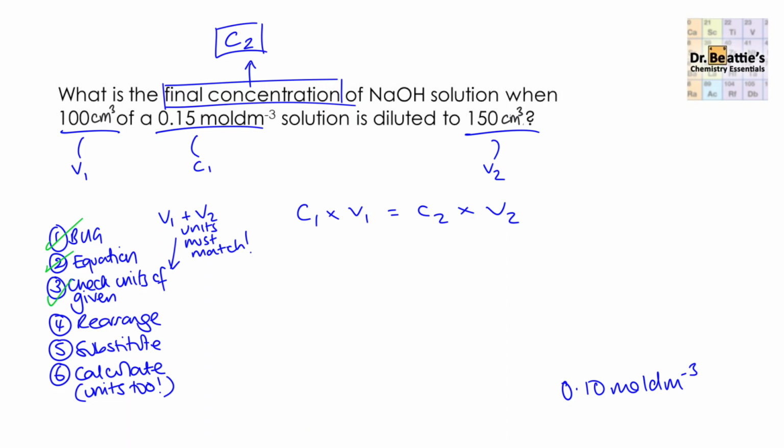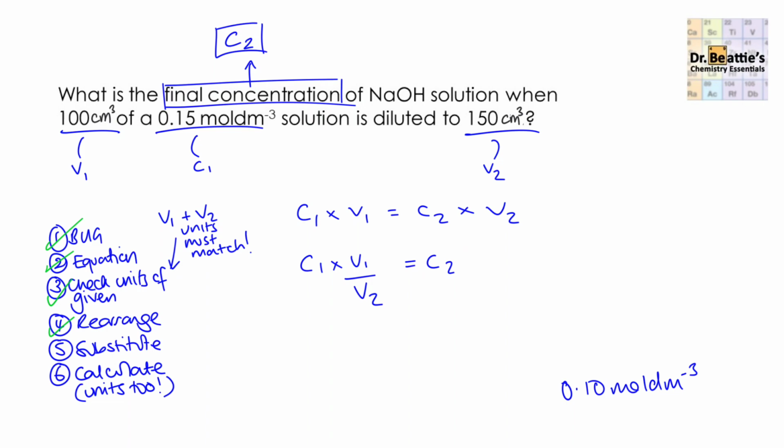Having said that, if you're a bit unconfident, then you can always convert volume into decimeters cubed. It will give you the same answer in this case. We then rearrange the equation that we've memorized, doing that with reference to the boxed value that we're trying to obtain, which is C2. So we're going to make C2 the subject of our equation. So it's C1 times V1, and then we're just going to take the V2 over the equal sign. So whilst it's multiply here, it's going to become divide.